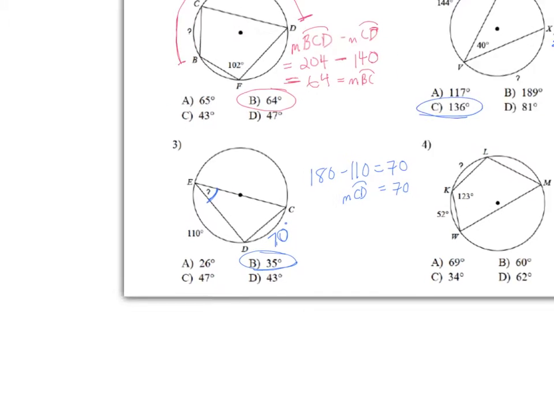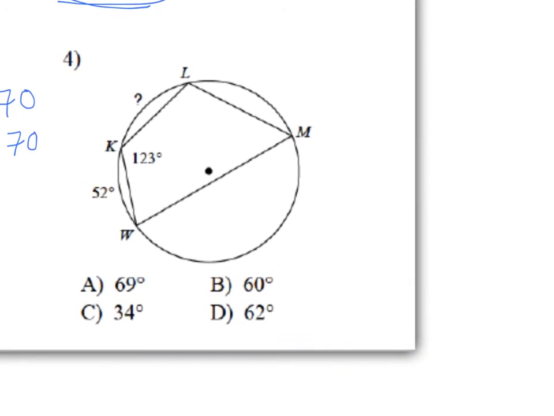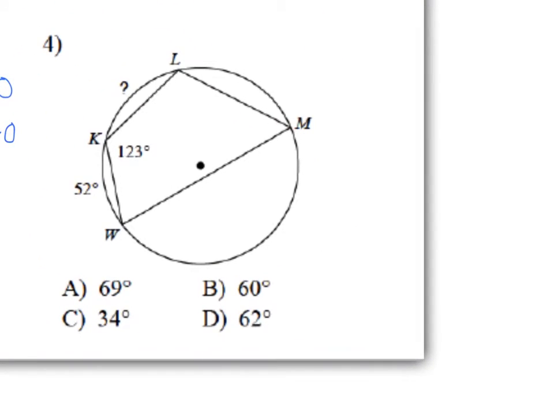And let's jump to example 4. I have a quadrilateral inscribed in this circle. What do I know? I know this arc is 52. I don't have the center being used, so there's no semicircle or 180 degree arc here. And I'm looking for the arc KL. What else do I know?